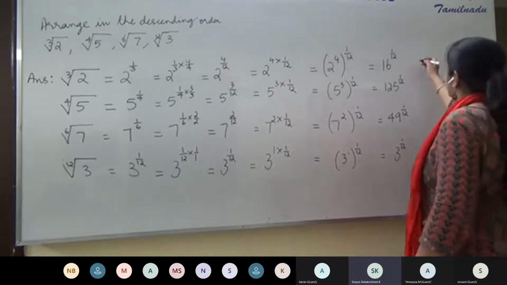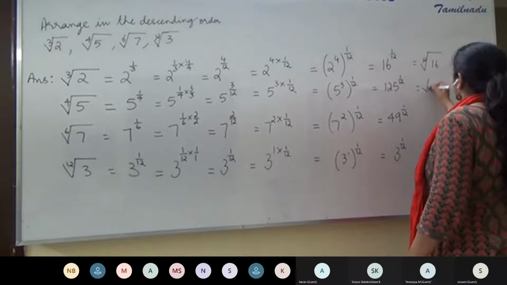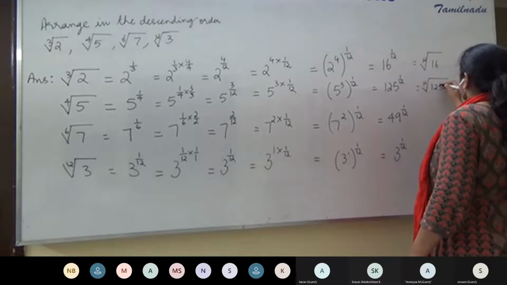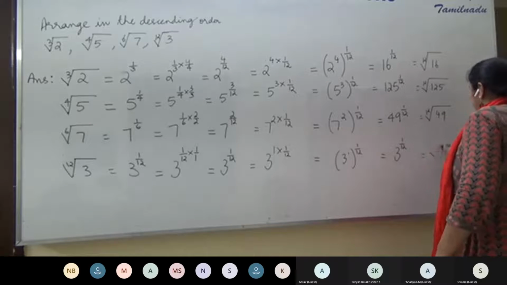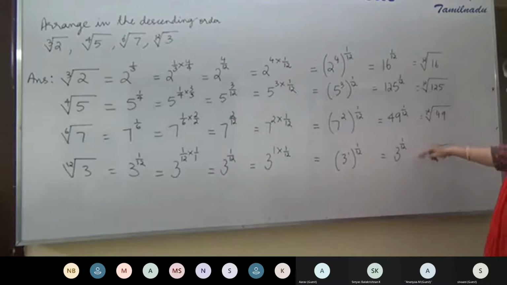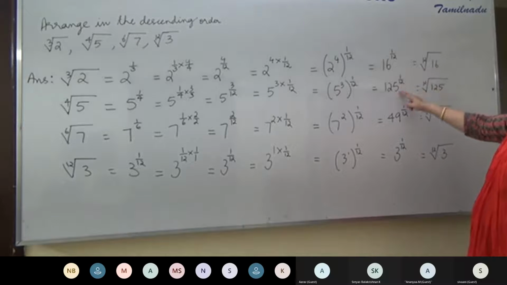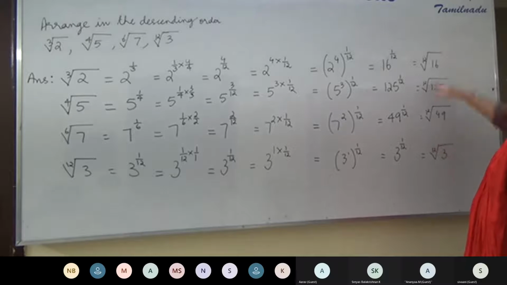So now this can be written as what? 12th root of 16. And this is the 12th root of 125. This is the 12th root of 49. And this is nothing but the 12th root of 3. Because 1 by 12 meaning 12th root. Now we have brought everything to the same form. The radicals are the same. They're like radicals, 12th root everywhere.